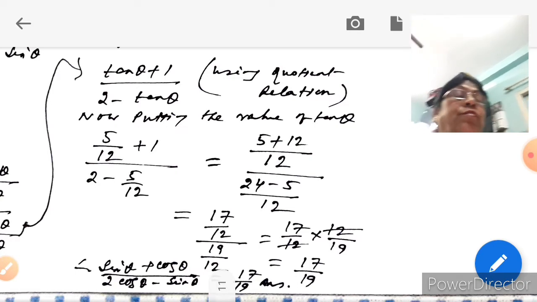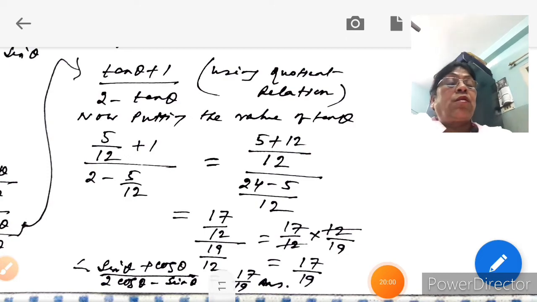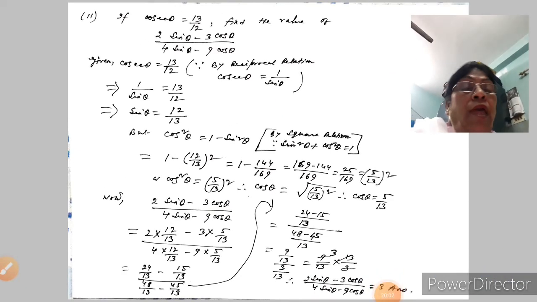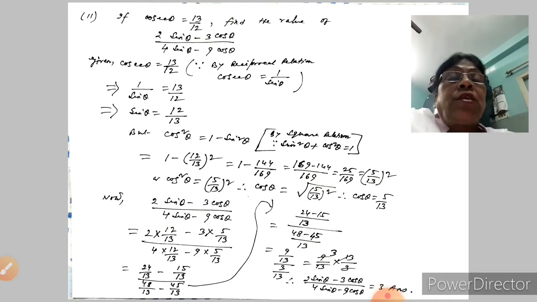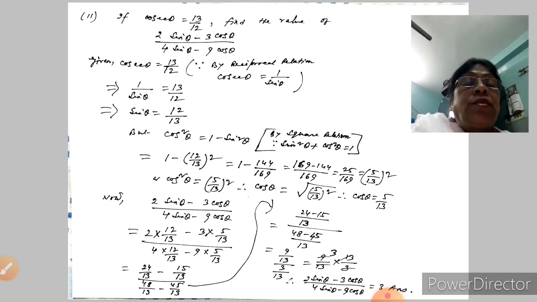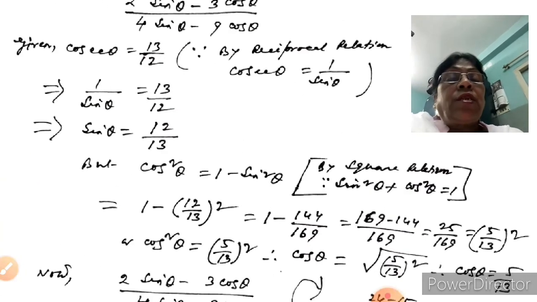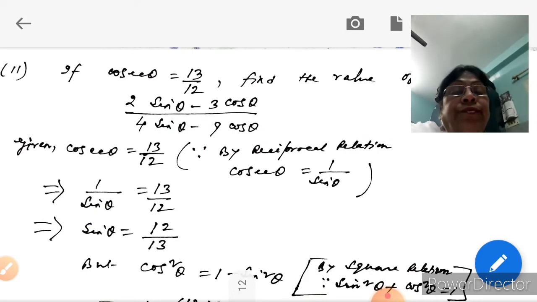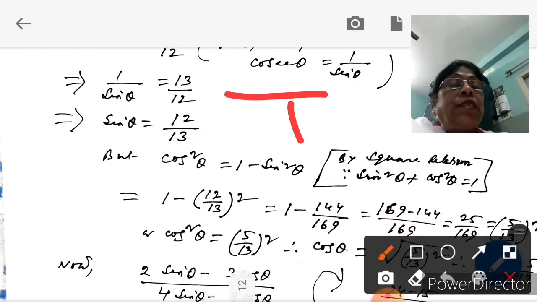This is the answer. Now, come to question number 11. If cosec theta is equal to 13 by 12, find the value of 2 sin theta minus 3 cos theta by 4 sin theta minus 9 cos theta. So, given cosec theta is equal to 13 by 12.